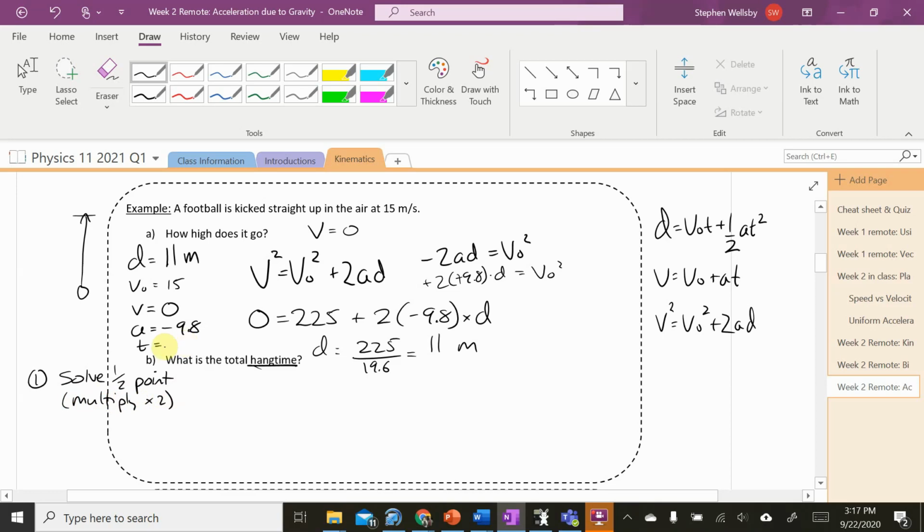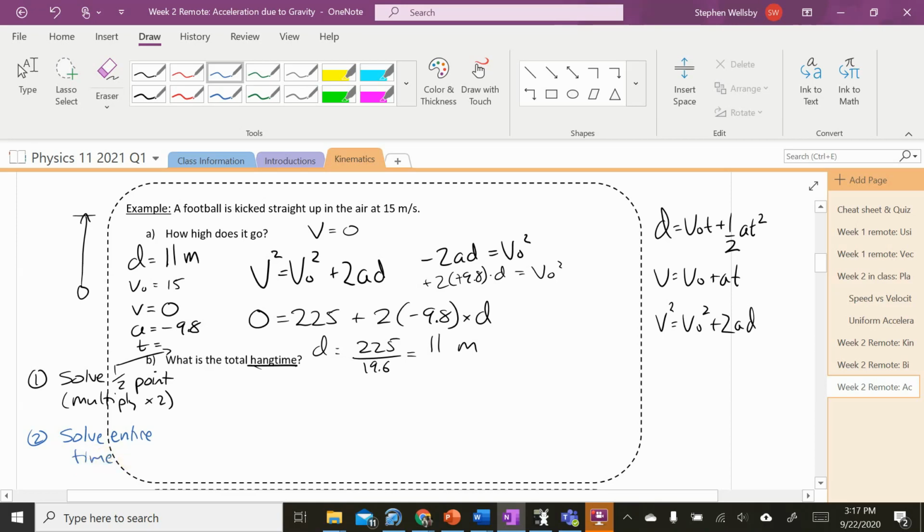Okay, so if we look at this problem here, we could solve for t. That would be the time it takes to get to the top, and the time it takes to get to the top is going to be the same as the time it takes to get to the bottom. The other option is that we can solve the entire time all at once.